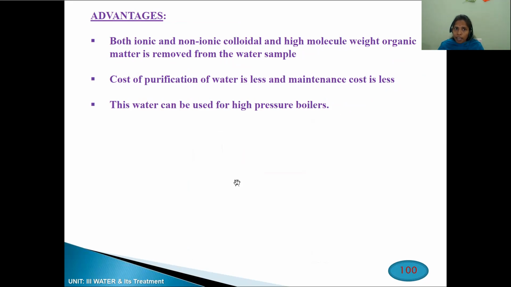Now let us see the advantages. Both ionic and non-ionic, colloidal and high molecular weight organic matter is removed from the water sample. That means we can remove all kinds of impurities in the reverse osmosis process. The cost of purification of water is very low and the maintenance cost is low. Because of that, we use it in domestic RO purifiers. This water can be used for high pressure boilers. Yes, especially in high pressure boilers, we use the reverse osmosis process.